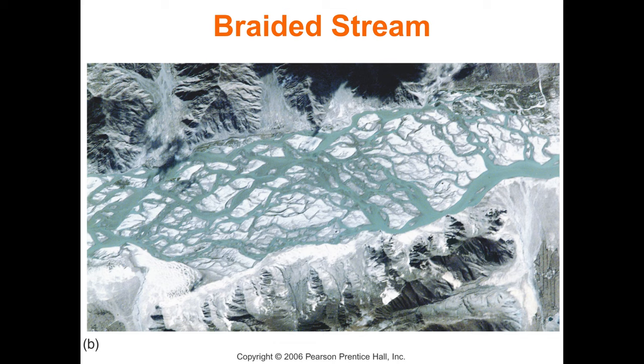So the combination of a braided stream and the light blue color of the water, both of those would tell you as a geographer, oh, this is probably glacial meltwater. If I go upstream, I'm probably going to find a glacier.